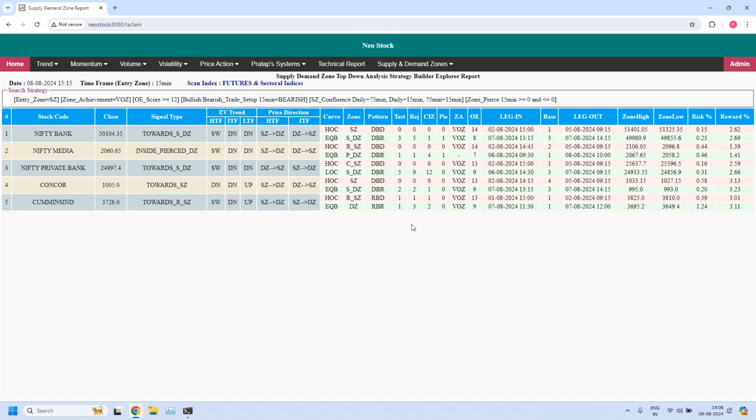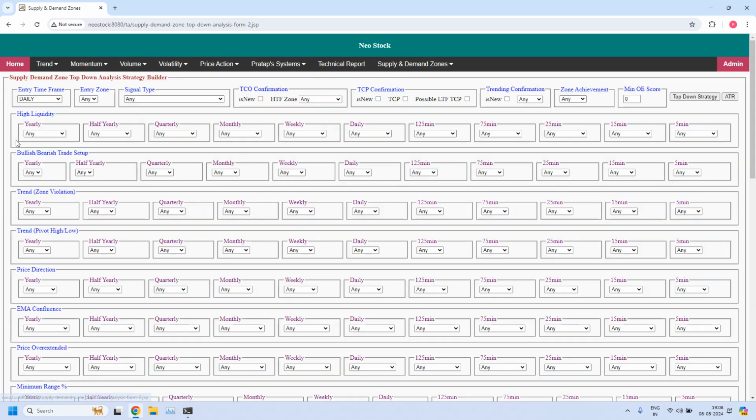So the next report is the bearish trade setup for daily income trade. For daily income trade, just now we looked into the bearish trade setup. The next one is hourly income trade.